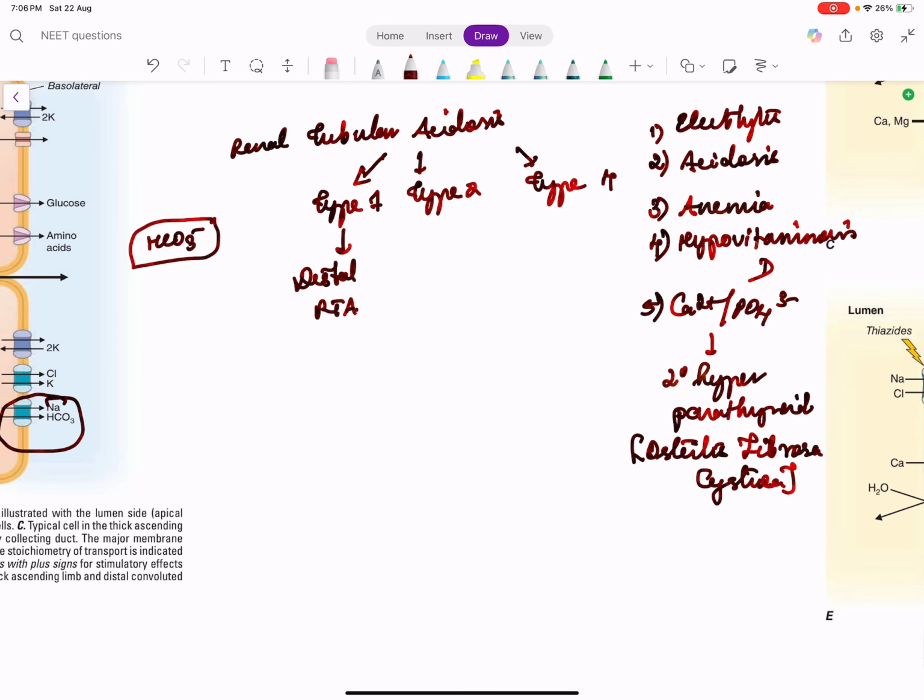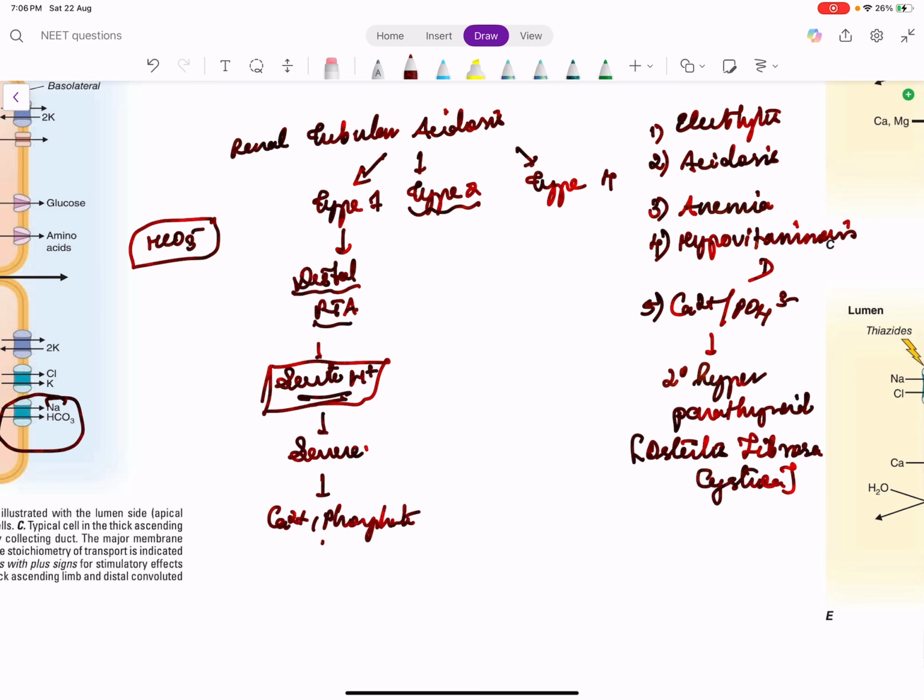So type 1 I told, distal RTA. The function of the distal tubule is to secrete H+. So secretion of H+ is affected, so there will be acidosis in the blood. This is very severe. It occurs in the pediatric age. This acidosis is very severe. When acidosis is severe, there will be calcium and phosphate changes, so usually it affects the growth. So treatment is bicarb supplementation.